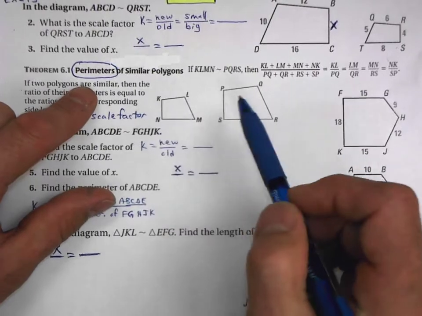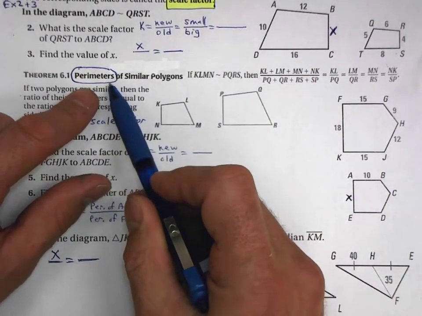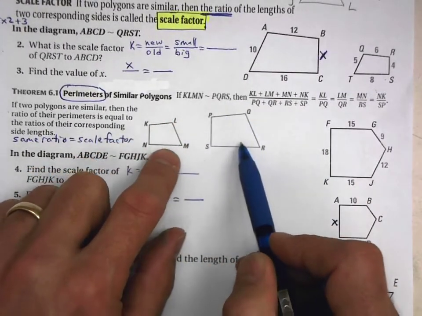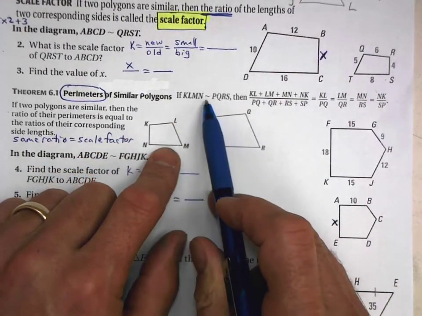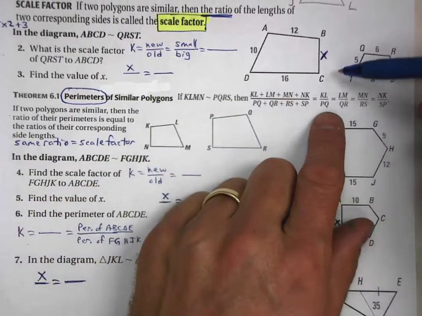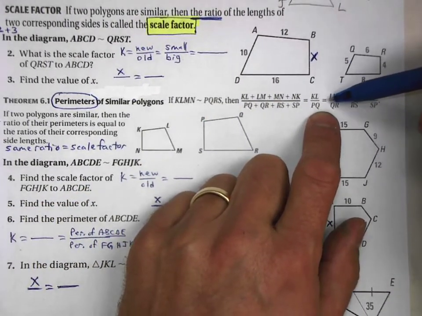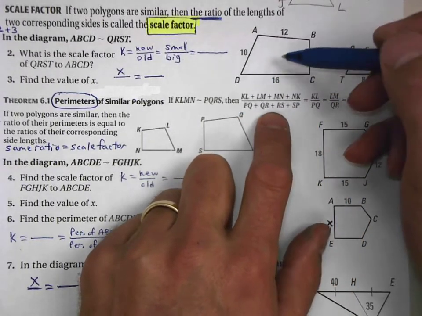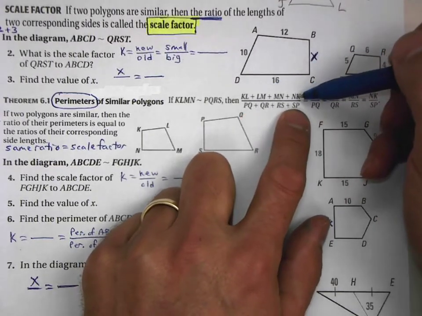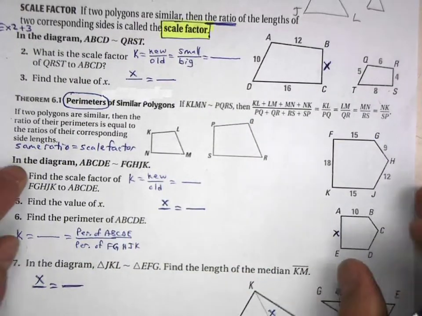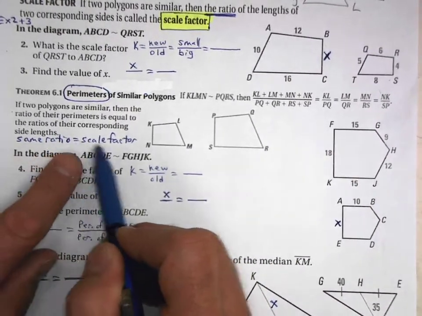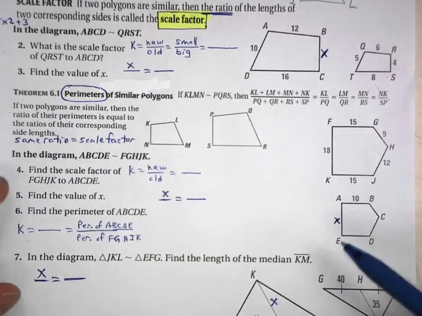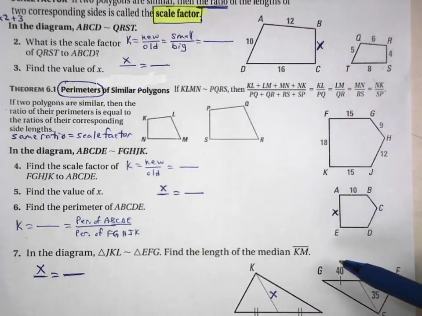What they're telling us here is that the perimeters also have the same ratio. If we're told that two polygons are similar, then not only do corresponding sides have the same ratio, but also the corresponding perimeters will have the same ratio. So same ratio equals scale factor is what we are saying with that. So I think from there you are able to figure out everything else.